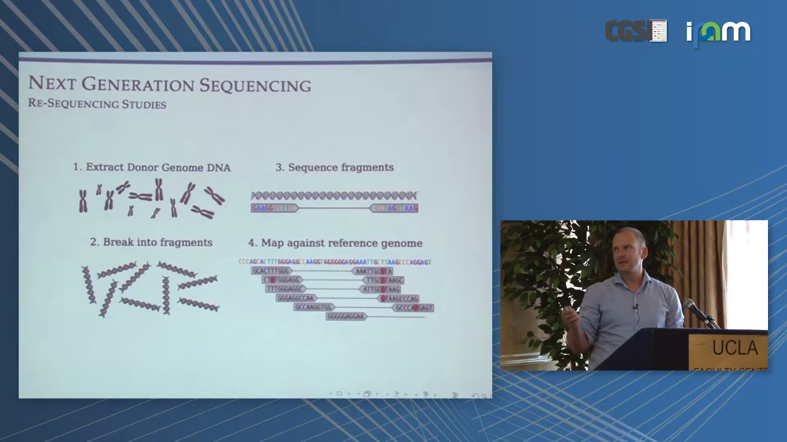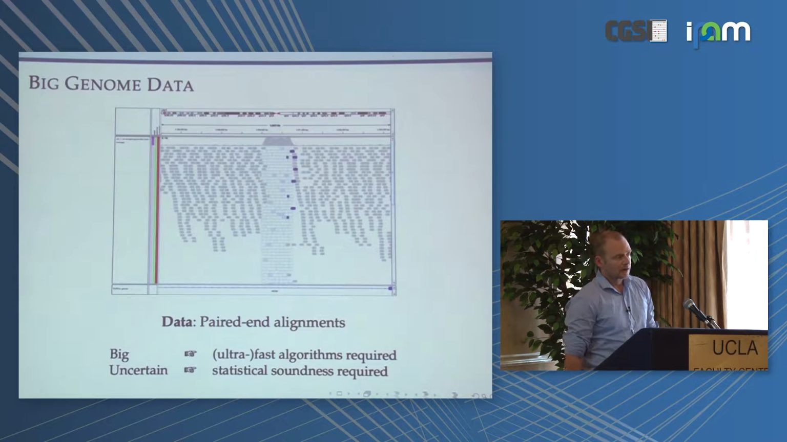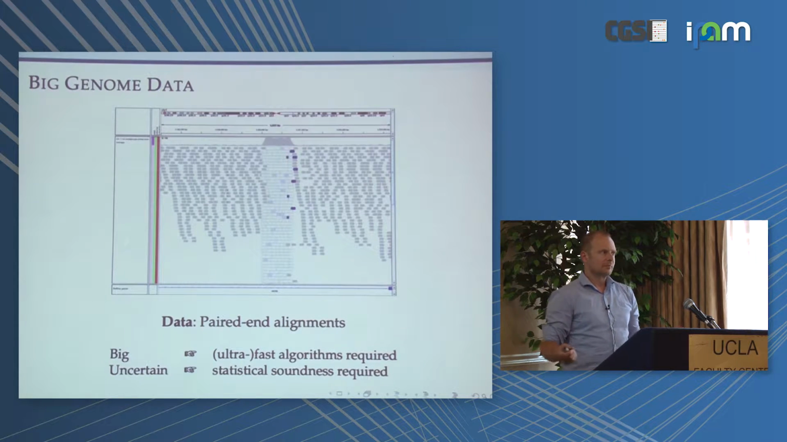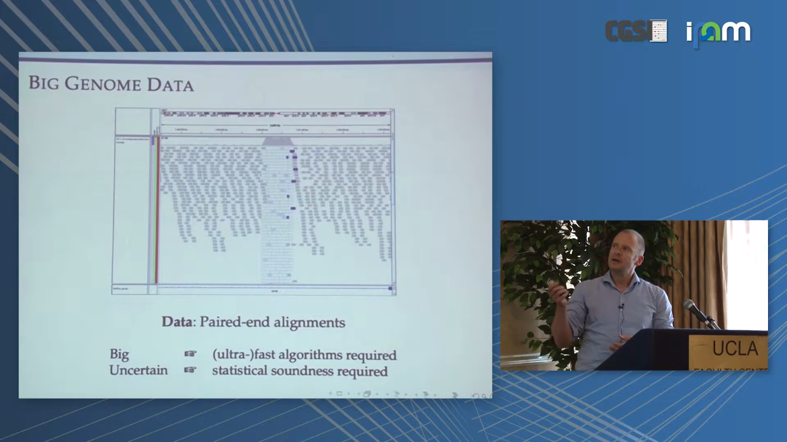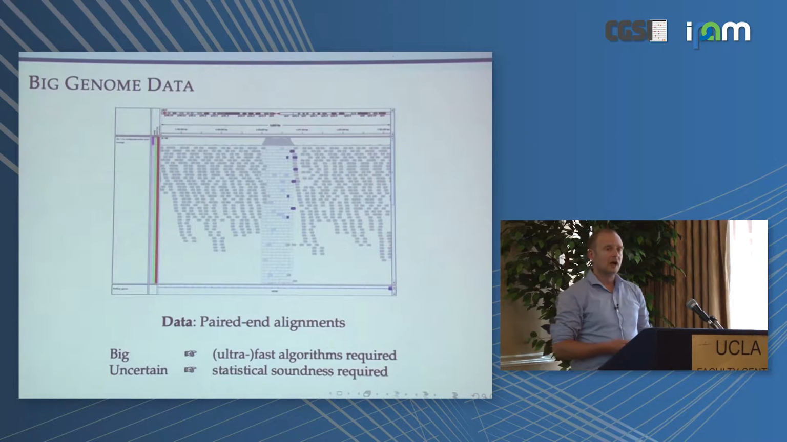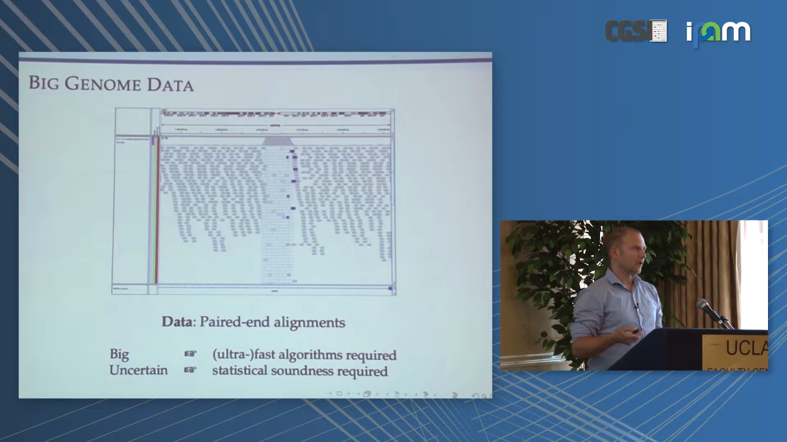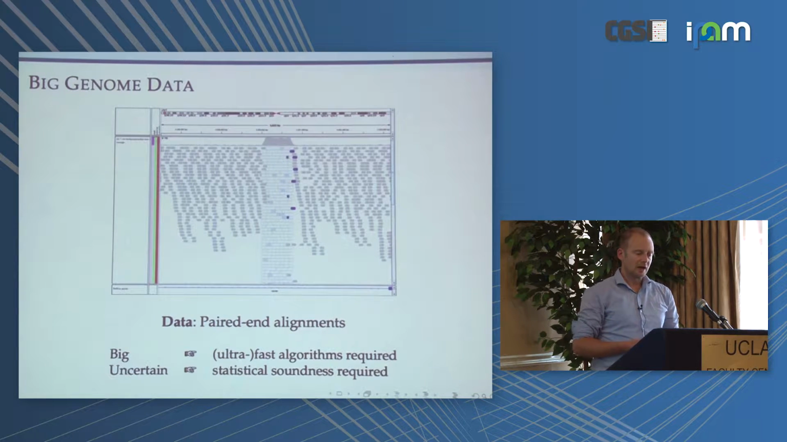I map the paired-end reads against the reference genome, and what I get, in reality, and not in terms of beautiful and easy schematics, is this huge pile of paired-end alignments. And this is data which is uncertain. It's not only big. You can see this immediately. You have about 1 billion of such paired-end alignments. It's also uncertain, as you can see in here.